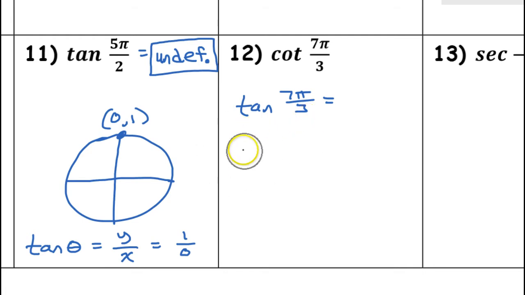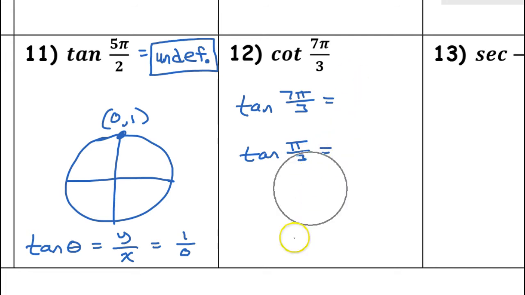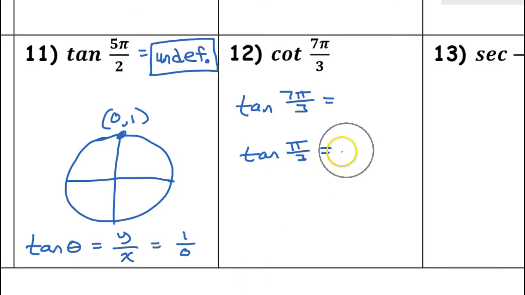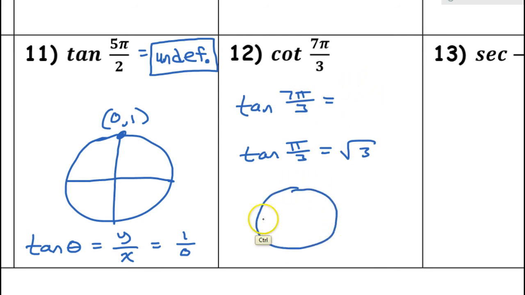Now, first I'm going to ask myself, what is the tangent of pi over 3, the reference angle? Because these are very closely related. Now this is something that I have memorized. The tangent of pi over 3 is radical 3. Okay, so the tangent of 7 pi over 3 will either be radical 3 or negative radical 3. I just need to know what quadrant I'm in.